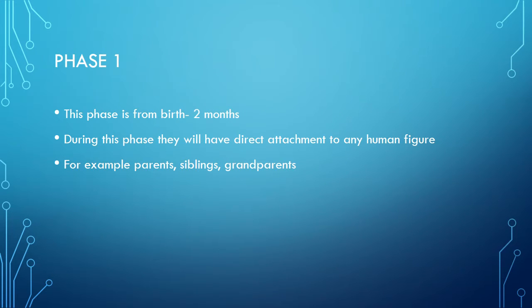Phase 1. The phase is from birth to 2 months. During this phase, they will have direct attachment to any human figure. For example, parents, siblings, and grandparents.